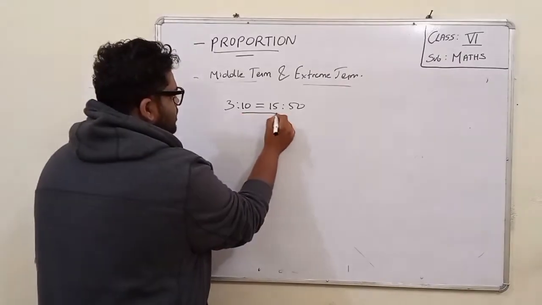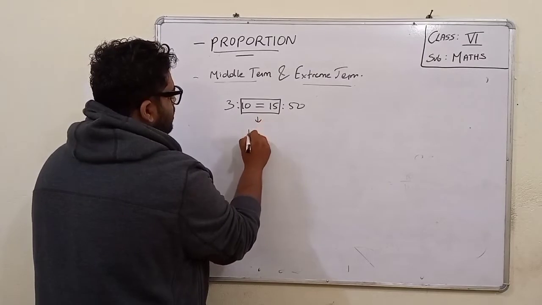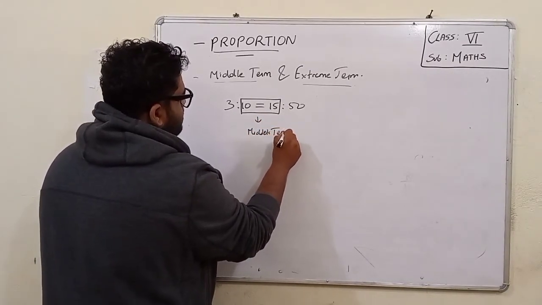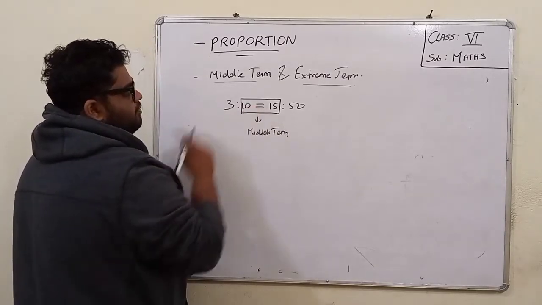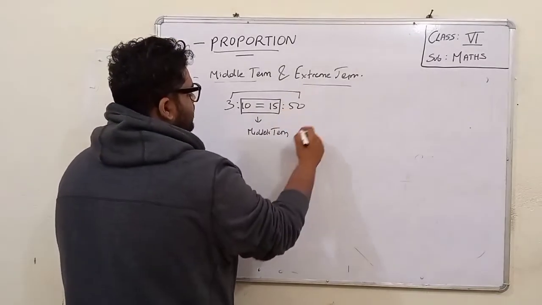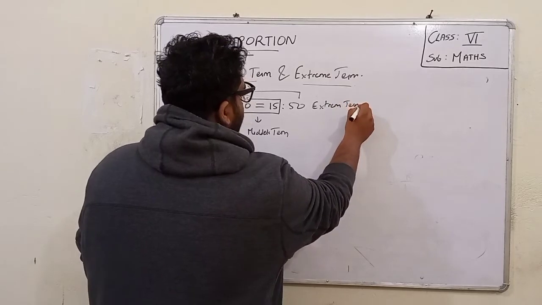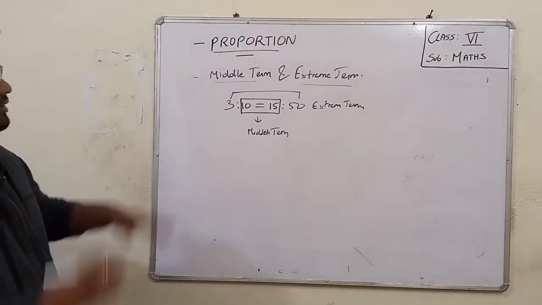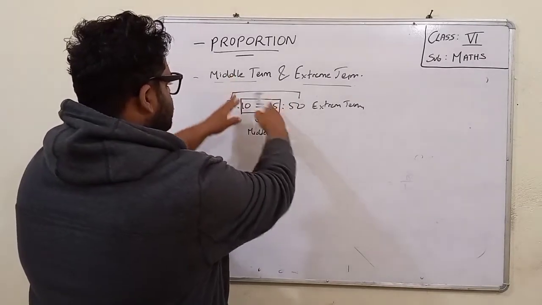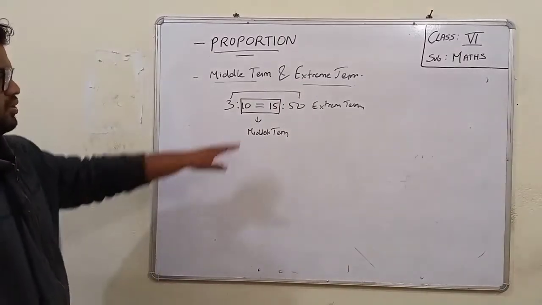Then the center part, that is 10 and 15, are the middle terms, and 3 and 50 are the extreme terms. Okay, 3 and 50 are the extreme terms. You just have to think, the center part is the middle term, and the outside of the center part are the extreme terms. So simple, right?